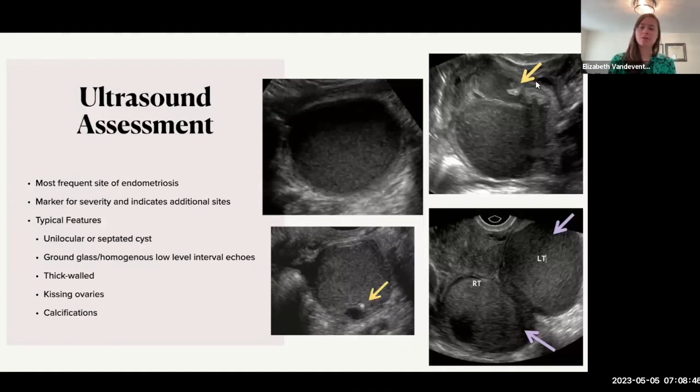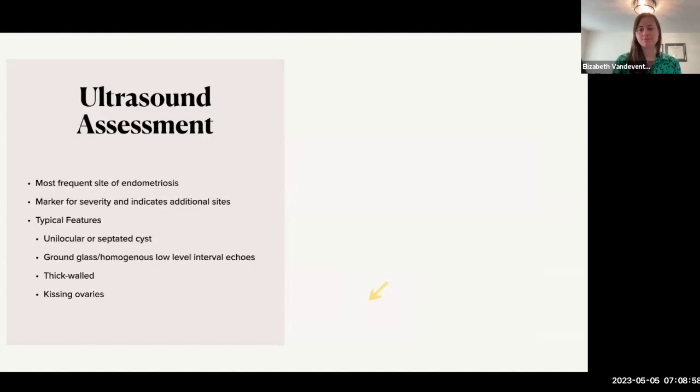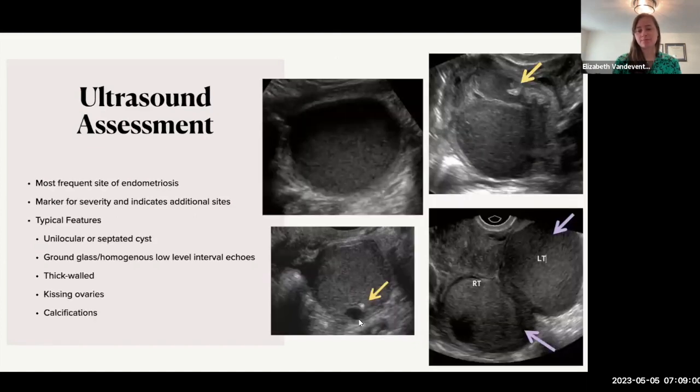And another feature that you can see, especially with chronic endometriomas, is they develop these thickened walls, and they can develop these calcifications. Similarly here, we have another endometrioma with a small septation, and a calcification as well.